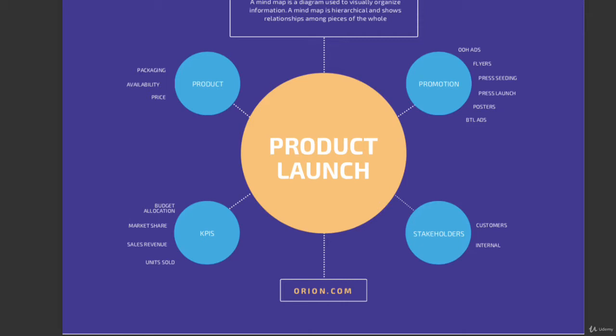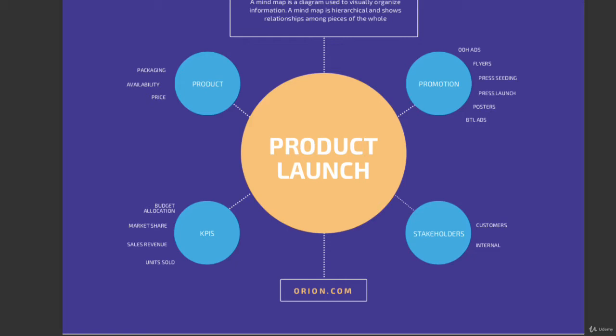Okay, the goal is for this product to be on the market, and what do you have to do in order for this product to be on the market? You need to go through the product launching process. So you have the main idea, and now you need to go through the branches. So in terms of product launch, there are four things written right here. Maybe you can think about something else. There are four things right here that are written as stuff that are related to the product launching process. First, it's product, you have stakeholders, promotion, and KPIs.